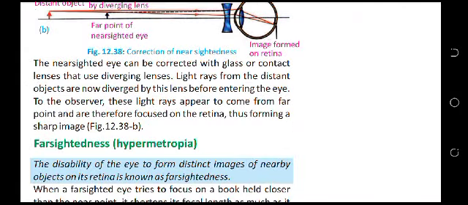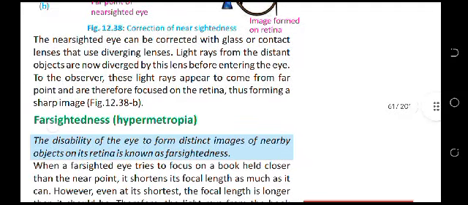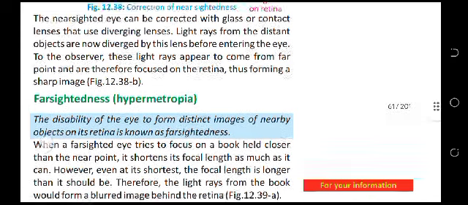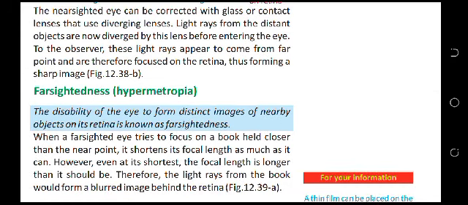The nearsighted eye can be corrected with glasses or contact lenses that use diverging lenses. Light rays from the distant object are now diverged by the lens before entering the eye of the observer. These light rays appear to come from the far point, and are therefore focused on the retina, thus forming a sharp image. Fig 12.38. B.